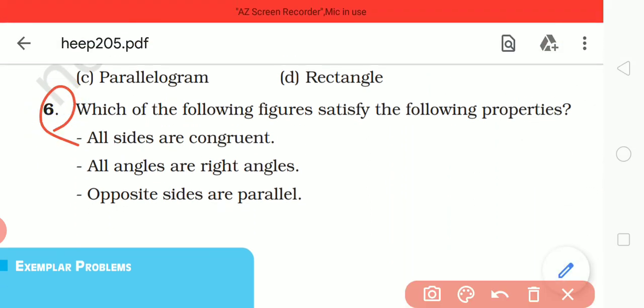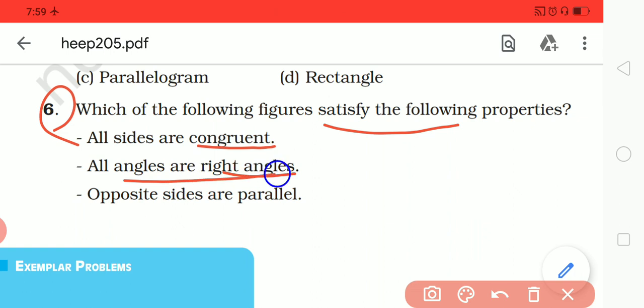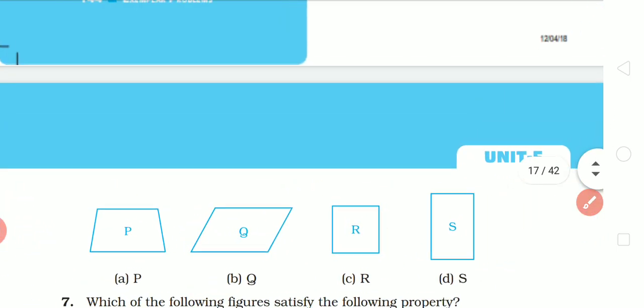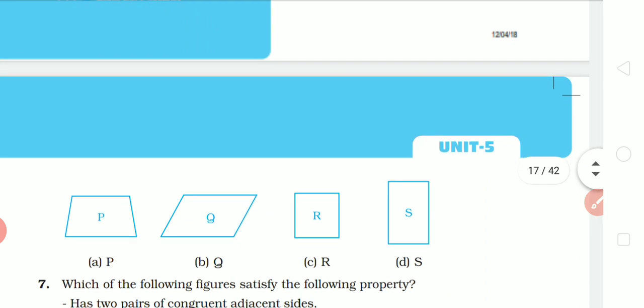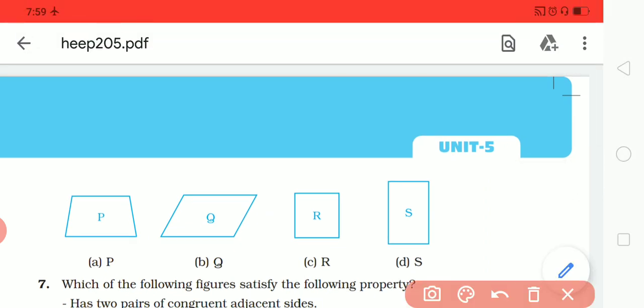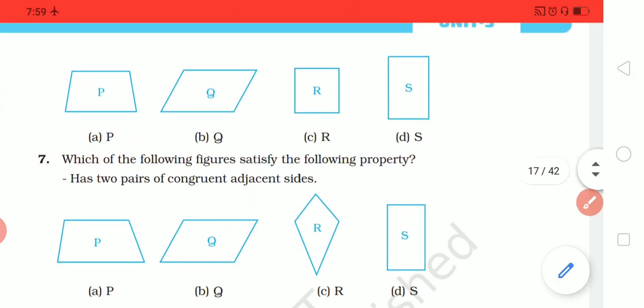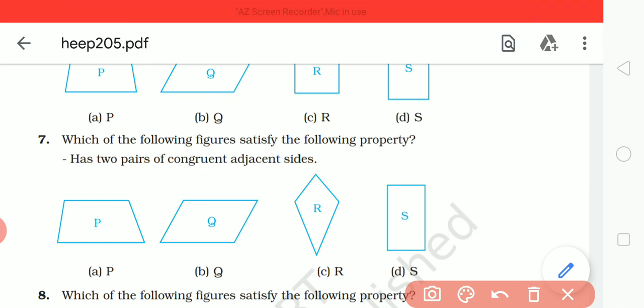Question number 6, which of the following figures satisfy the following properties? All sides are congruent, all the angles are right angle, opposite sides are parallel. Okay, we have given some figures. Opposite sides are parallel, all the sides are congruent. Congruent means equal size and shape. So this is square, right? So R is the right option, because all the angles are of 90 degrees in the square and rectangle both, but the sides are congruent in square.